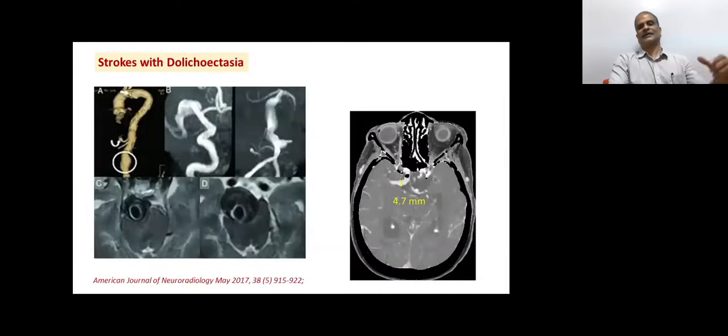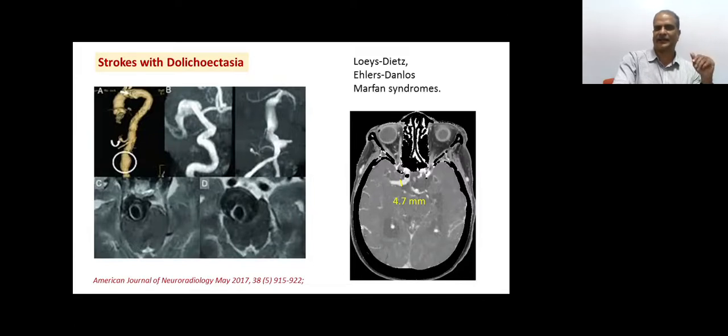So dolichoectasia, where you have the vessels, especially in the posterior circulation, will be dilated. And these dilated vessels can cause strokes in multiple ways. So usually this is seen with underlying collagen disorders like Ehlers-Danlos, Marfan's. So there are multiple ways it can cause strokes.